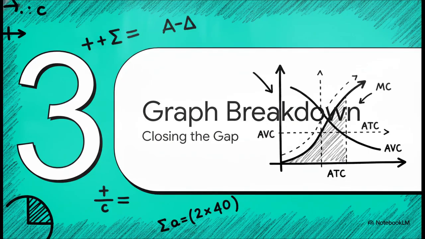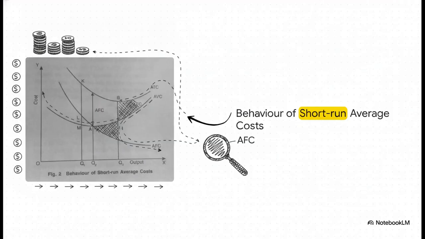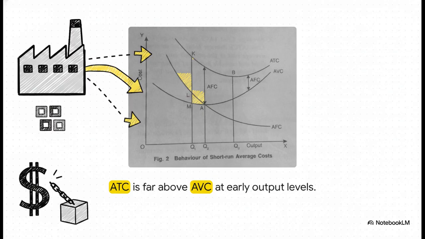Let's hit section 3, graph breakdown, where we visualize this closing gap. Let's translate that math directly into physical space. Here is your classic textbook graph mapping our 3 characters. Down on the horizontal x-axis, we have the volume of production. Up the vertical y-axis, we have the cost. You'll notice the U-shape of our ATC and AVC curves, but for now, I want you to focus entirely on the space between the top curve, ATC, and the middle curve, AVC. Specifically, zero in on the far left side of the graph.